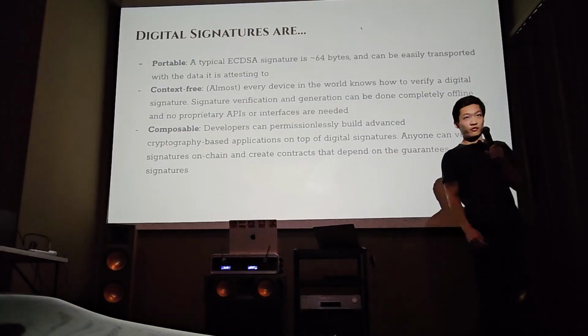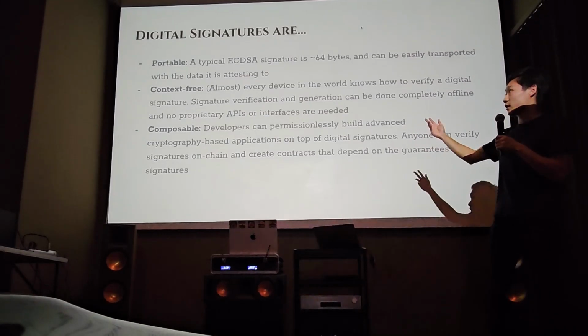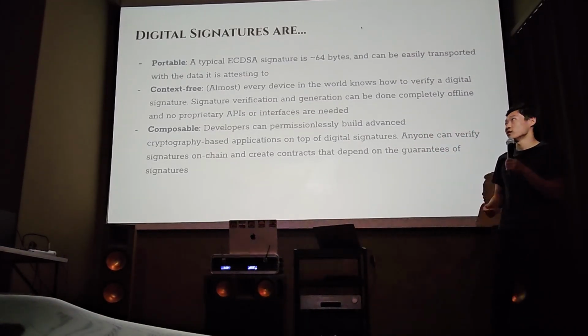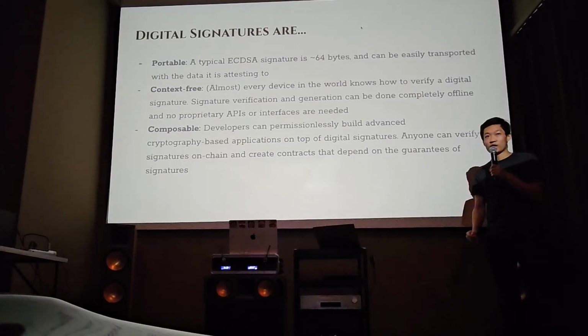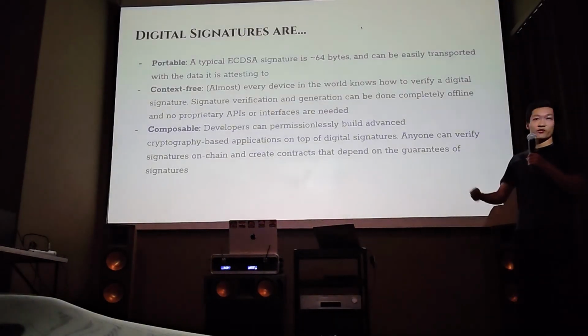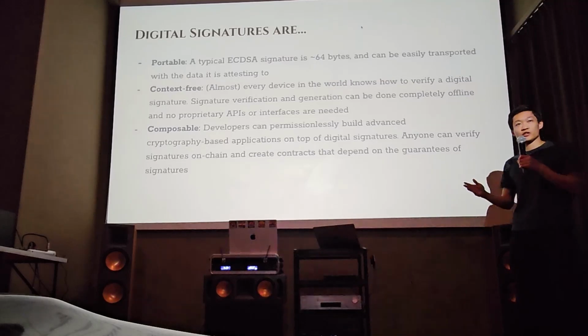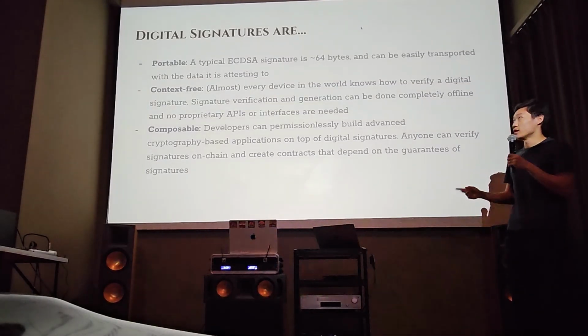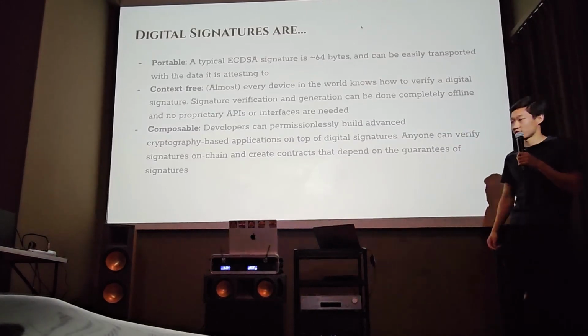Digital signatures, first off, are portable. An ECDSA signature is roughly around 64 bytes, depending on the encoding format you use. But it allows you to verify that a certain interaction, in this case in real life, was actually authentic, and it actually happened. The second thing is that they're context-free.